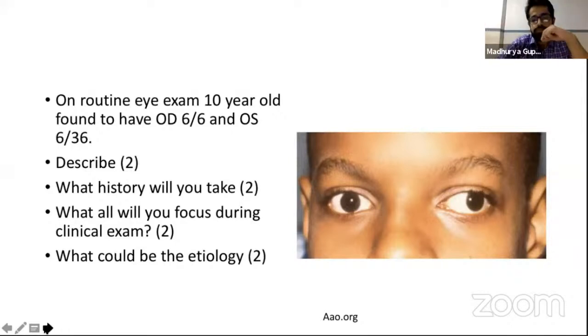Yes, ma'am. All right. The question is, on your routine eye exam, a 10-year-old is found to have right eye 6/6 vision and left eye 6/36 vision. Describe for 2 marks. What history will you take for 2 marks? And what will be your focus during the clinical exam for 2 marks? And what could be the etiology?